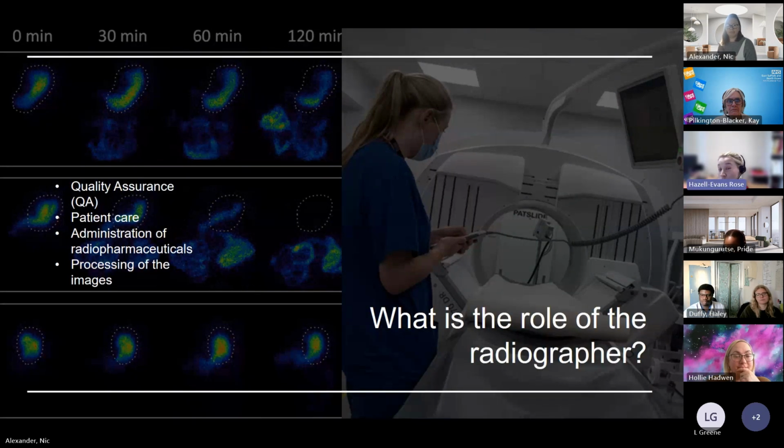So what is the role of the radiographer in this modality? In the morning, we would come in and we'd perform QA, so this is quality assurance, before we start imaging any patients or administering any doses. These are tests that make sure that our system is working. And then, of course, we provide patient care.